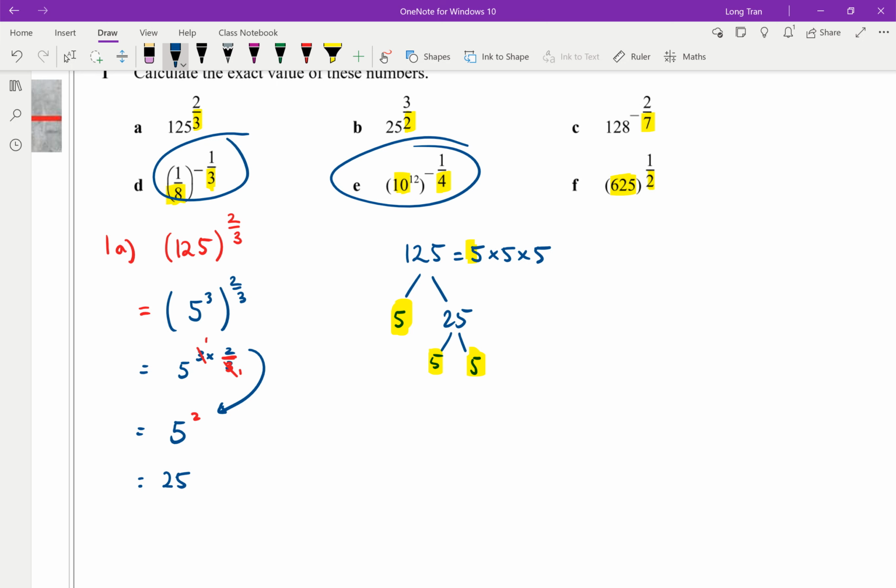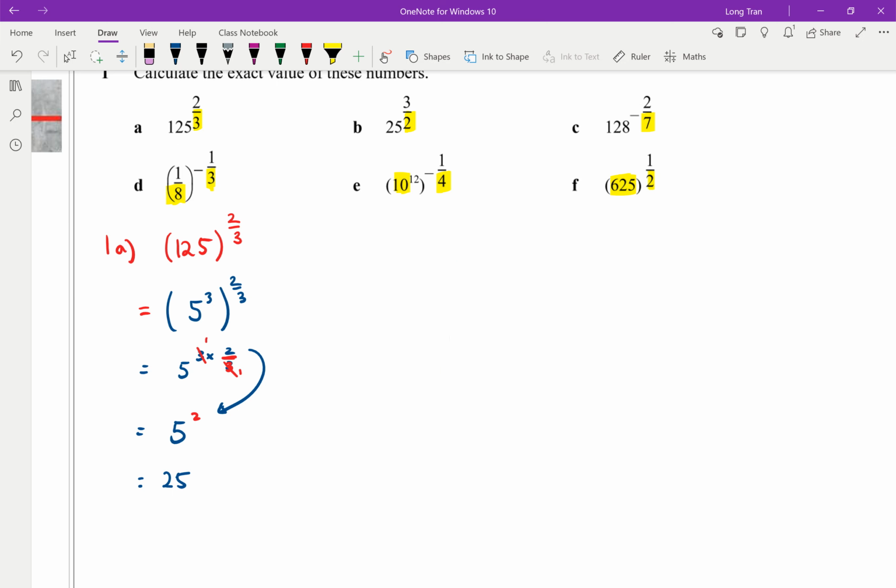Okay, whereas AB, that's your typical, if you flick back to your year 9 and 10 mathematics textbook, generally that's what you'll find. Okay, but here we go. Let's now do another example. I'm going to pick another one just so that you can see how I'd evaluate. Let's do E. Okay, so E just feels a bit scary, but it's not. Let's do it again. E is 10 to the power of 12, all to the power of negative a quarter.